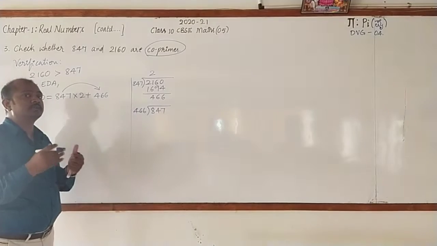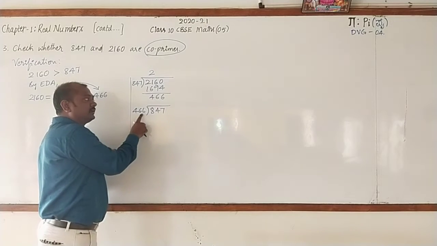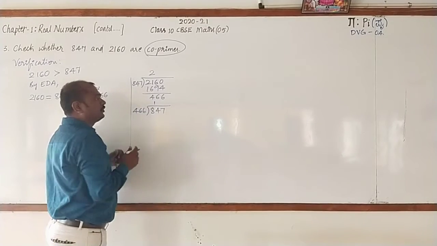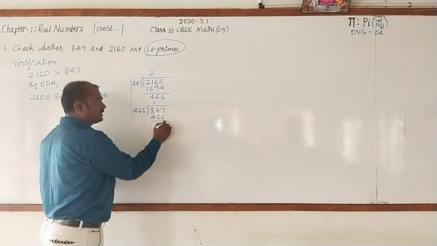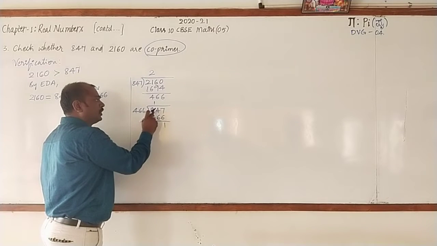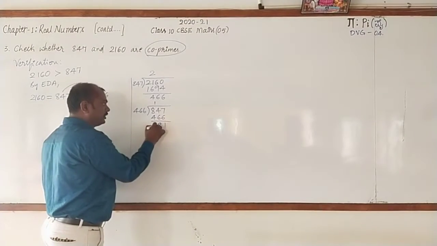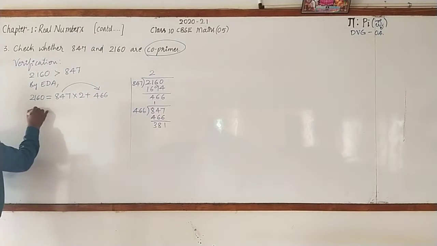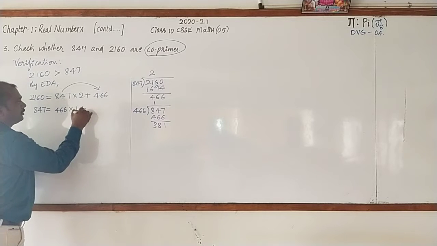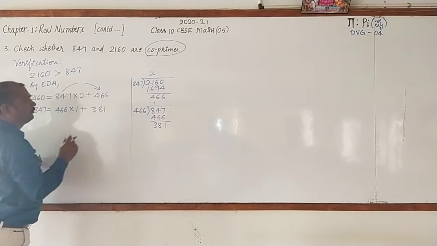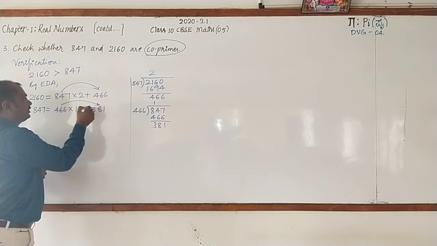Whether you take 1s or 2s, observe it. When you take 2s, it will be more than 900, but the number is less than 900, hence you can take 1s. 466, 1s, 466. Now subtract: 7 minus 6, 1. 4 is there, so borrow 1, 14. 14 minus 6, it is 8. Here 7 will remain, 7 minus 4, 3, 381. Here I write 847 is equal to 466 into 1 plus the remainder 381. Observe the remainder, again it is not equal to 0, hence let us continue this.